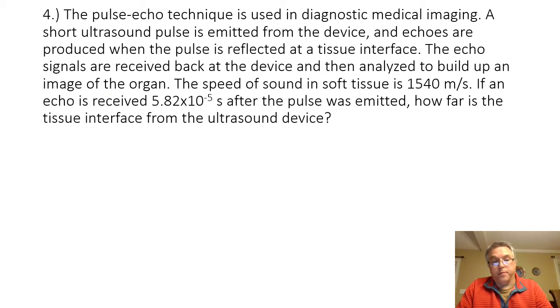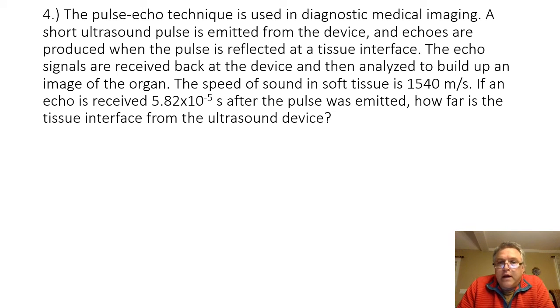Problem number 4. The pulse echo technique is used in diagnostic medical imaging. A short ultrasound pulse is emitted from the device, and the echoes are produced when the pulse is reflected at a tissue interface. The echo signals are received back at the device and then analyzed to build up an image of the organ. Fascinating stuff here.